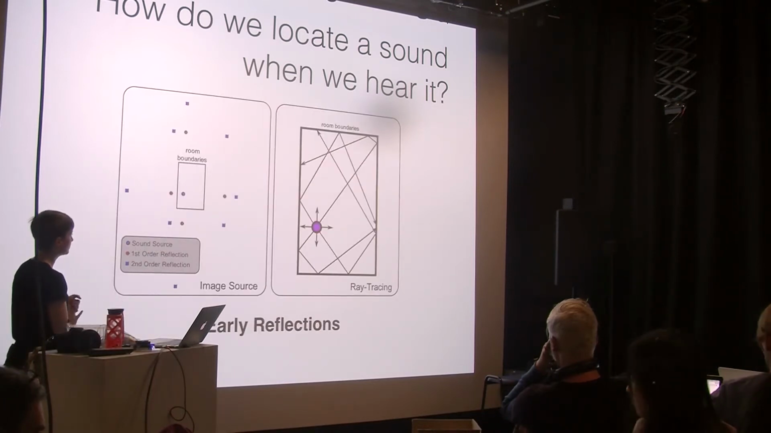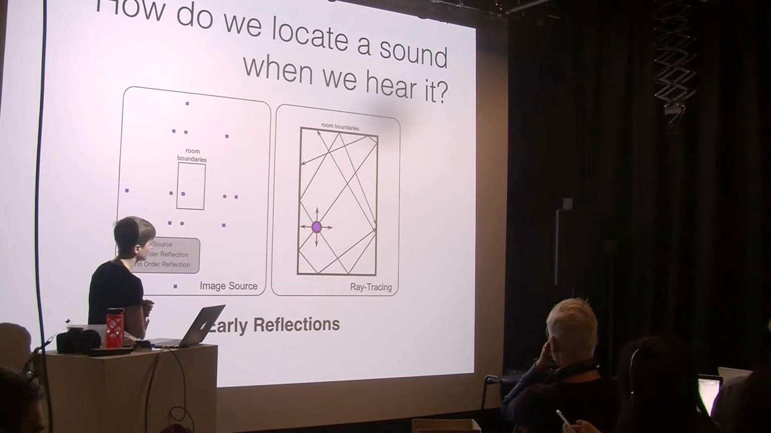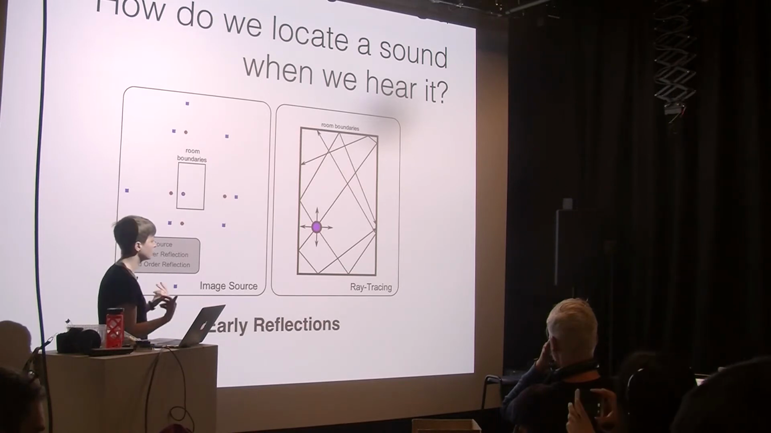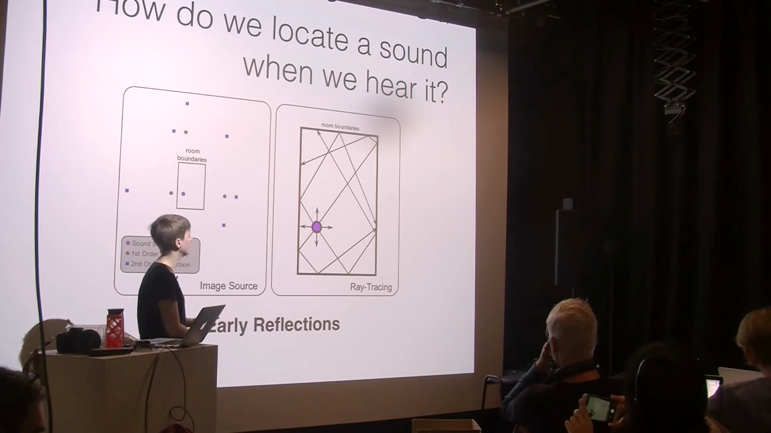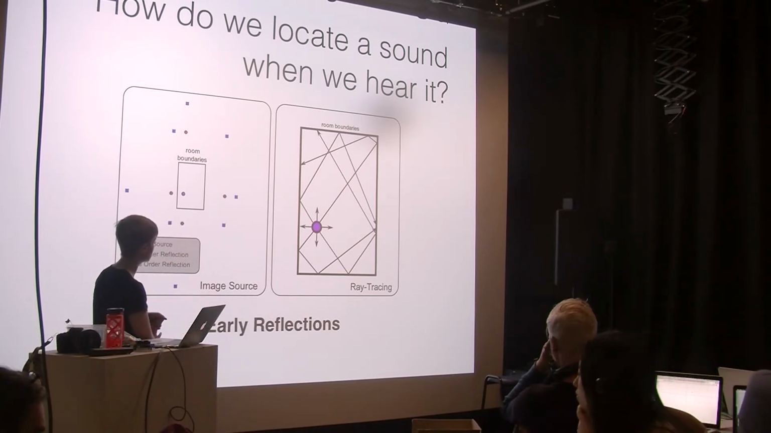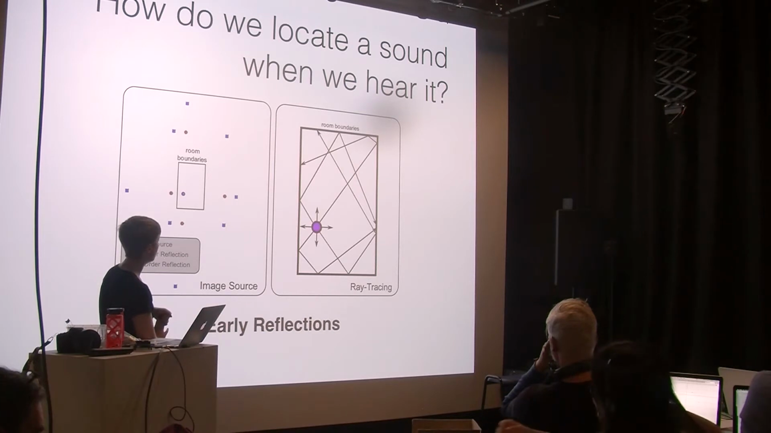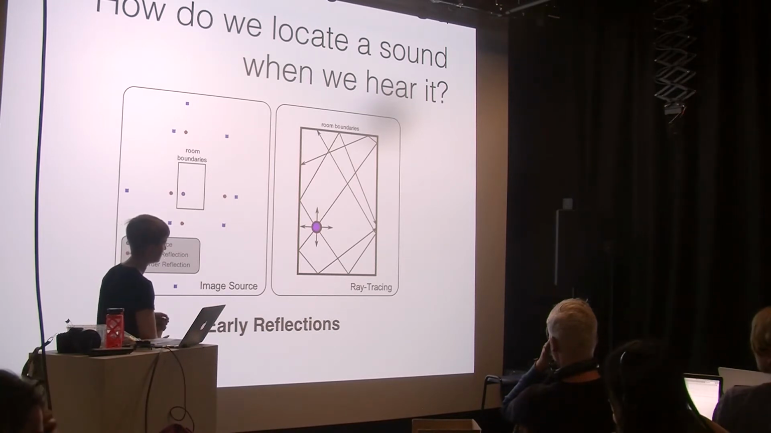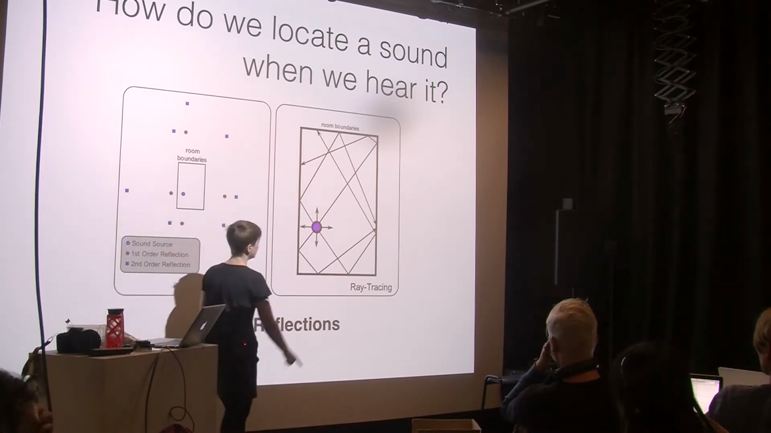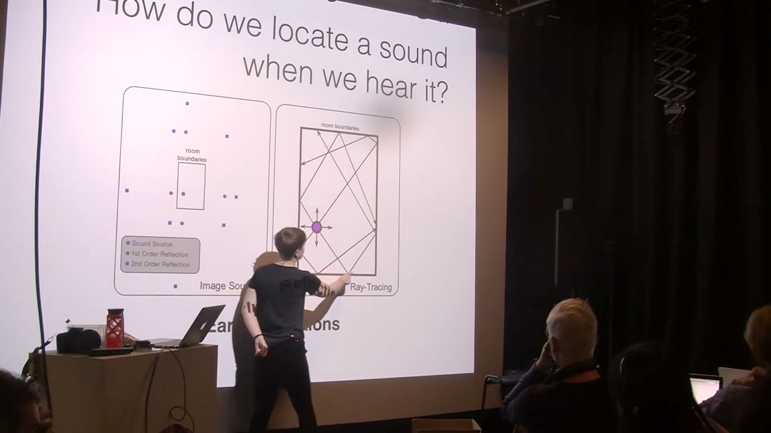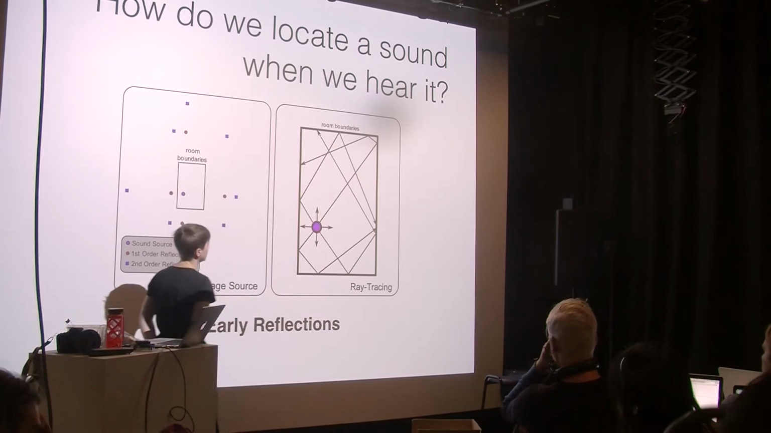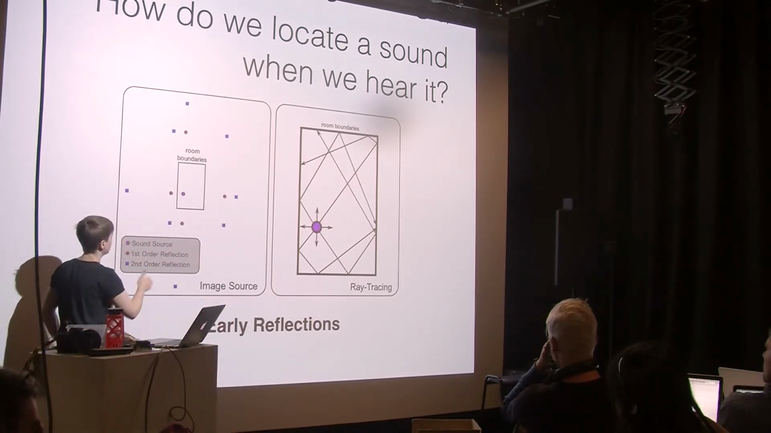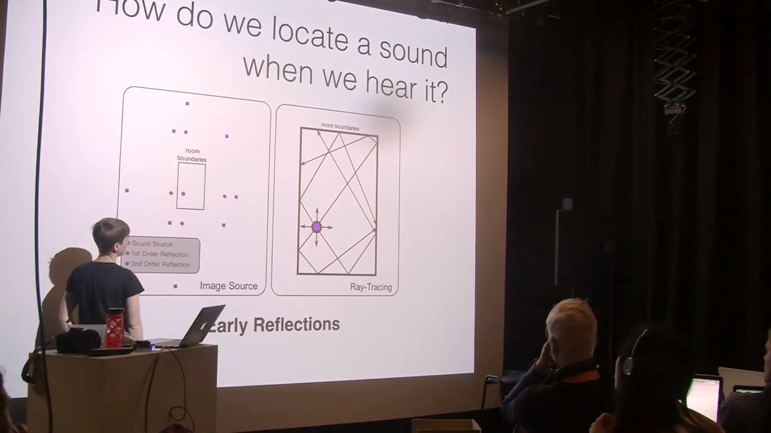So if we're inside of a room, those early reflections that reach us can give us further cues as to where we're actually located inside of that room. We have two different examples of how we can model that. We can either think of a sound coming from a sound source and bouncing off the boundaries and then being received at a receiver, or we can also think of those as reflections outside of the room as well.